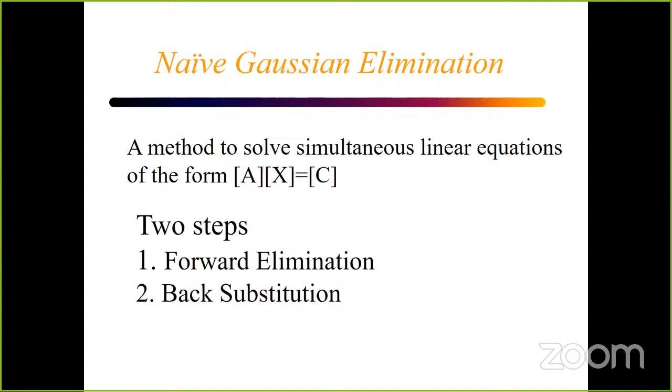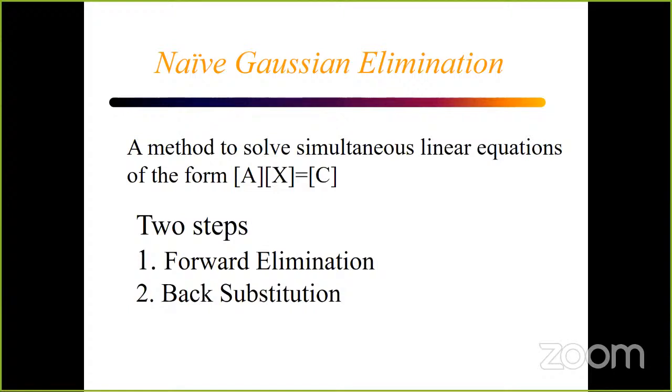X is the variable, like x1, x2, x3, and C are the constants on the right hand side. Matrix A denotes the coefficient elements: A1, A2, A3 are known as the first row, B1, B2, B3 are known as the second row, C1, C2, C3 are known as the third row, or sometimes they call it a different way, which I will explain in the next slide.